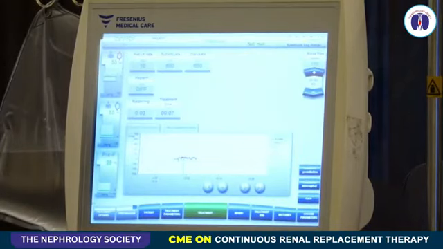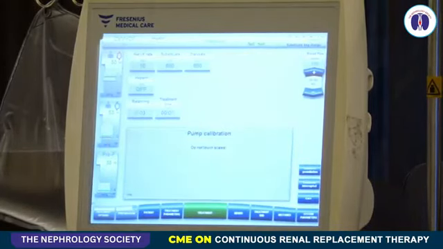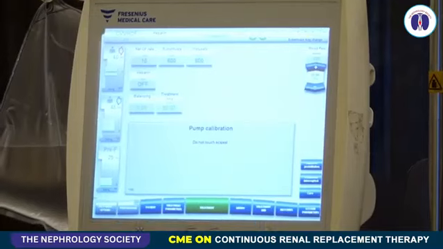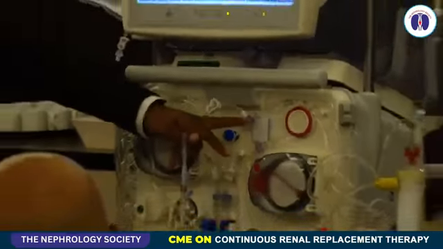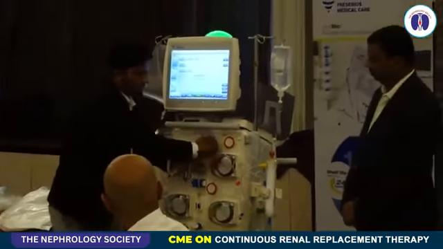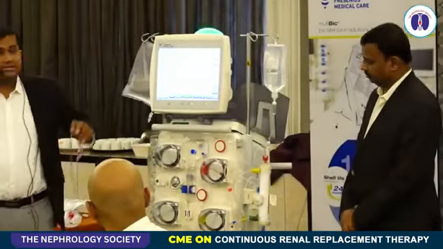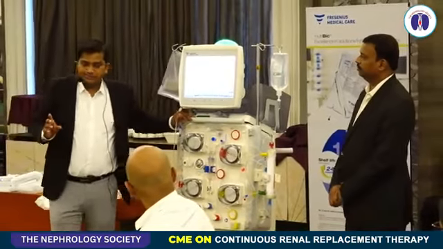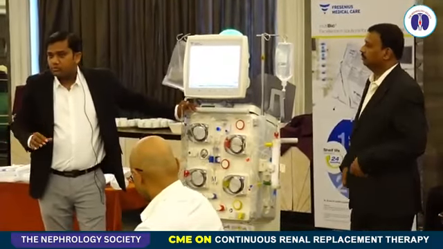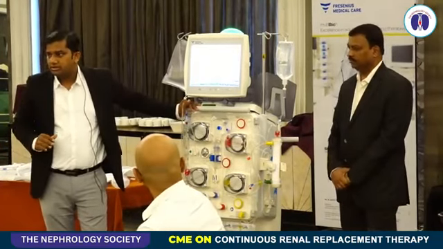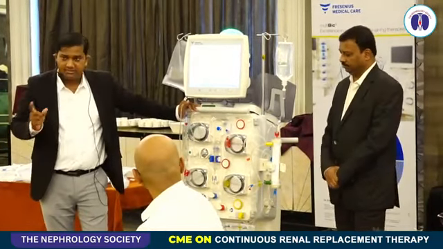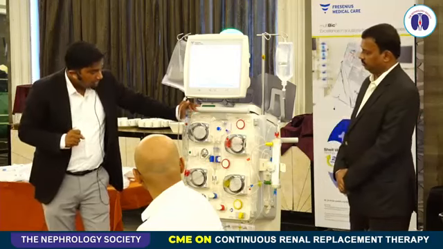These ports are basically one-way. You can give something, but you cannot take from them. This is the pre-dilution port, this is the post-dilution port. So you just stop the pump and you can switch between pre-dilution and post-dilution from here. In CVVHDF, you can do either pre or post. In CVVHF, you can manage pre and post together.